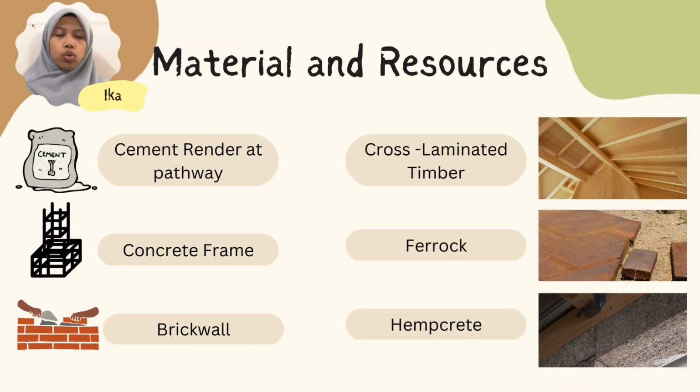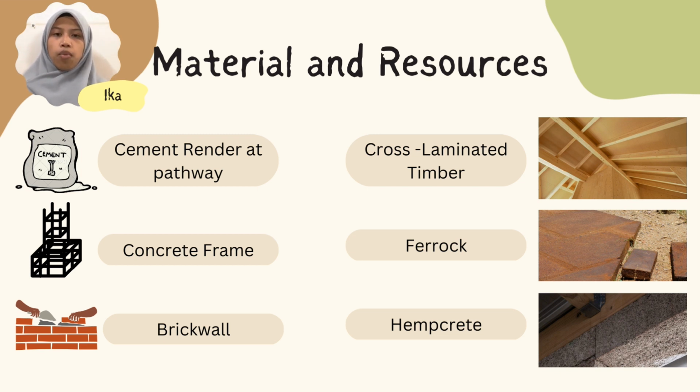In the GBI tool, materials and resources are one of the elements that will be assessed after the construction stage. The materials that are usually applied in current kindergartens are civil render in pathway, concrete framework and brickwork. In order to score in this element, our group proposed to use cross-laminated timber as our building main structure. This implementation covers more than 50% timber use and it is certified by Forest Stewardship Council and Malaysia Timber Certification.